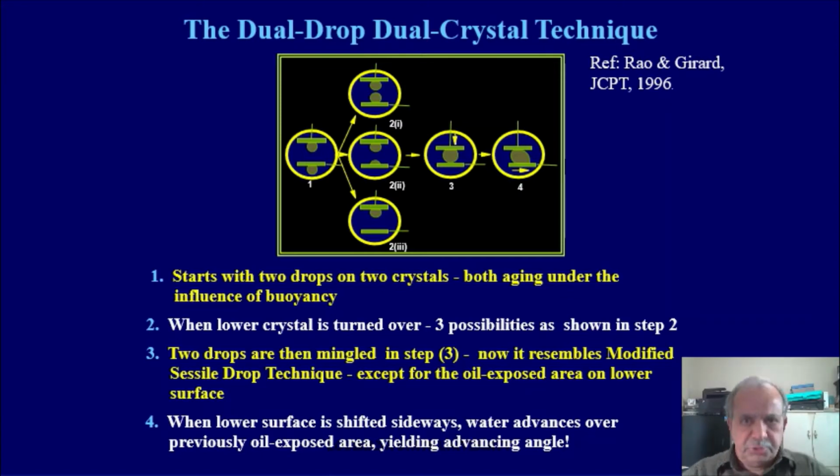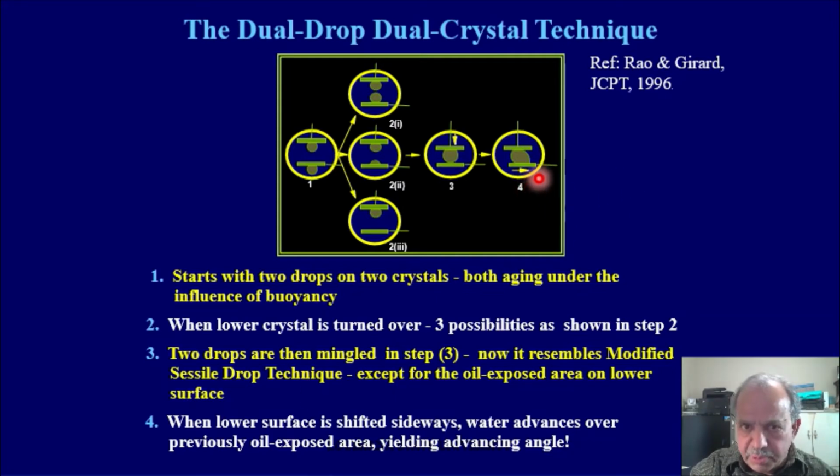And I'll show you the videos where we did some high pressure, high temperature work after this slide. So when we pull the lower crystal to the side, the drop, in its effort to get back to the equilibrium shape, moves in this direction, and that allows the water here, the blue is water, these are crystals, either quartz or calcite or what have you, and when the drop moves, water or brine advances over a previously oil occupied area that I'm showing here.